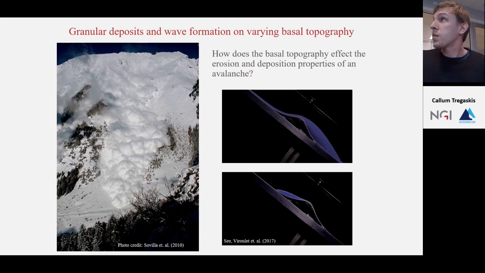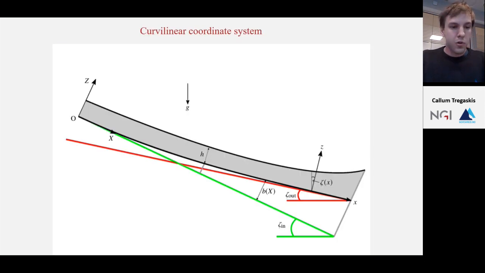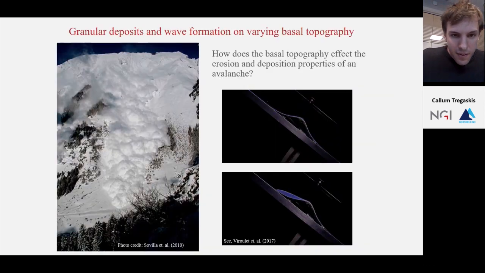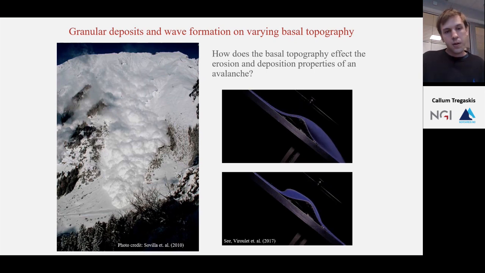And then the last project was looking at granular deposits and wave formation. So what we find here, there we go. So if there's a deposit already in place on the slope, then we get completely different behavior to if there's not. So this is an important factor that we need to consider, what is the role of deposits on the mountainside to what actually happens as the granular flow is propagating.